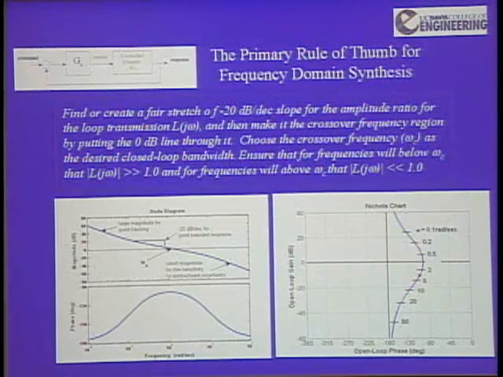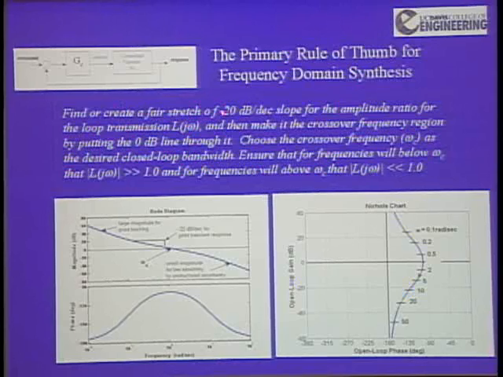If you ask a seasoned control system designer, what would you do if this was the controlled element and this was a compensator that you had to design to give good performance and stability, he would probably say, I'm going to use the primary rule of thumb of frequency domain synthesis. This is not talking about a human in there, just an inanimate controller. What does that rule say?